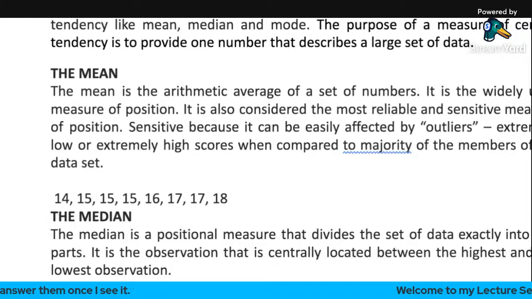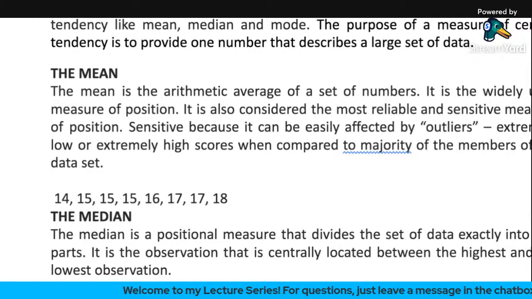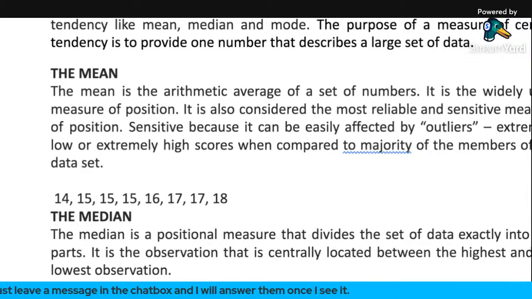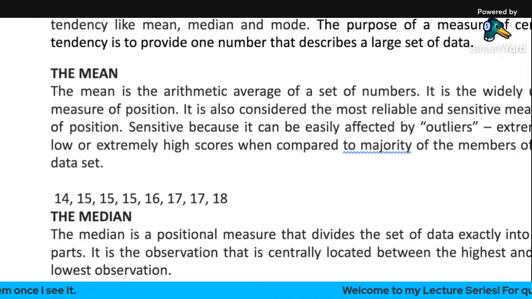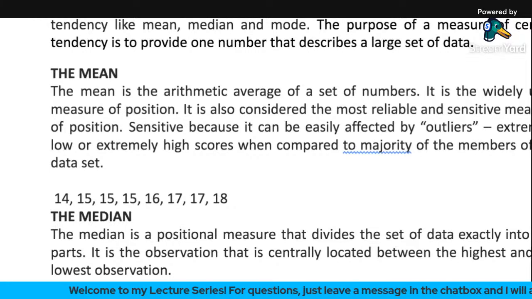Tama ba ako? Bakit iba-iba yung nakukuha niyo? 127 divided by 8 na lang kasi tinanggal natin yung 2. So the answer would be 15.875. Okay, yeah, it's 15.88, which is somewhere at the middle of these scores, di ba?